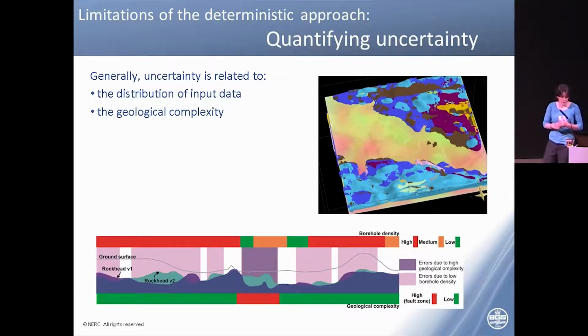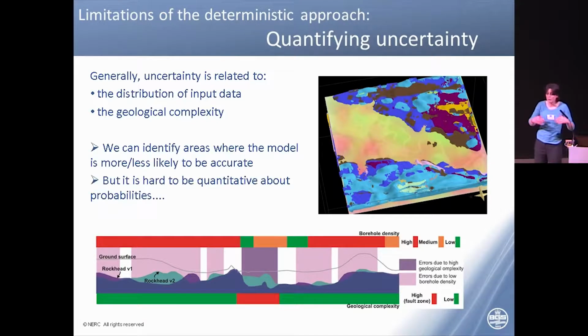And what this highlights, the two rockhead models, there's one in dark blue and the revised version in light blue. And you can see that there's areas where they don't match, quite significantly don't match. Some of those are areas where there's few boreholes, but there's also one area directly in the middle, which is an area where there's technically quite a lot of boreholes, but high geological complexity. So we can get a handle on the fact that we have uncertainty and potential errors in some areas related to these two factors.